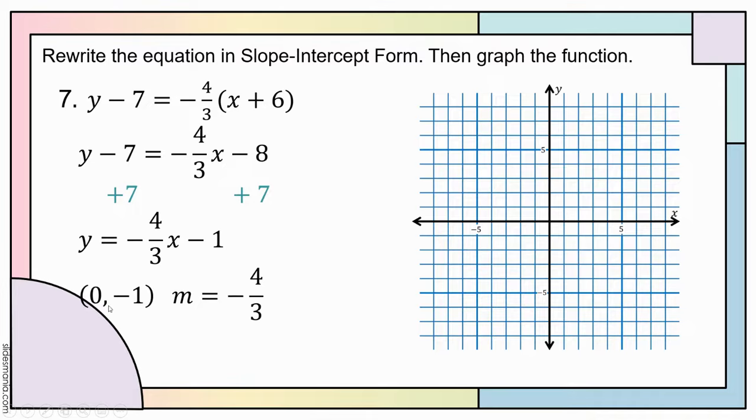So our y-intercept is 0, negative 1, and our slope is negative 4/3. So from 0, negative 1, our y-intercept, go down 4 and right 3. And down 4, right 3 again, and then connect your points using a straight edge.